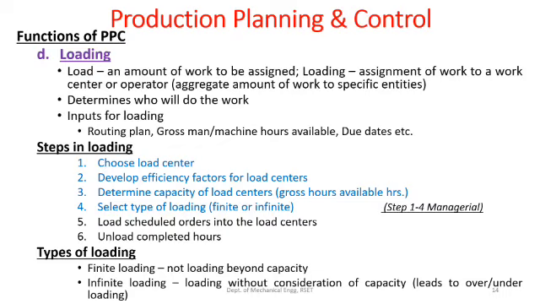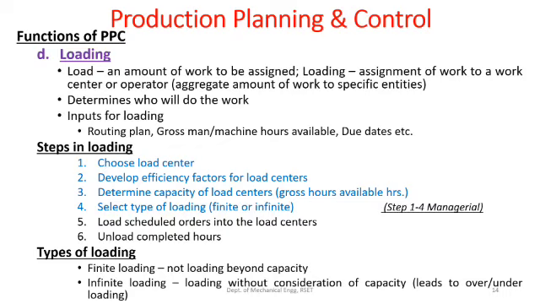So the next step after determining capacity is to select the type of loading. Now there are two types of loading that are commonly seen in the loading process. One is called finite loading, the other one is called infinite loading. Now in finite loading, we ascertain or estimate the capacity of the load center and we do not load beyond the capacity. So based upon the estimation of the capacity of the load center, you assign a particular work.